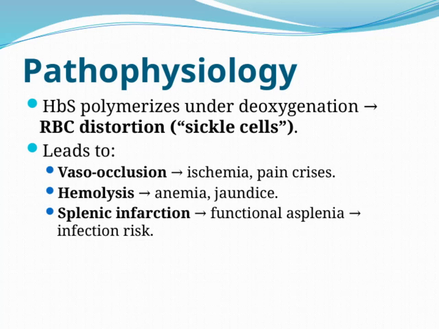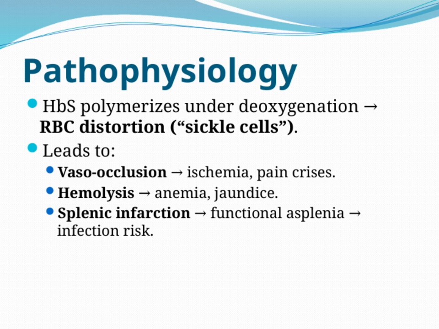So let's talk about how sickle cell hemoglobin, or HbS, behaves under certain conditions. When oxygen levels drop, HbS tends to polymerize or stick together, which causes the red blood cells to change shape. Instead of their normal round, flexible form, they become distorted into a sickle shape. This sickling of the cells is a key feature of sickle cell disease. This shape change has several consequences.